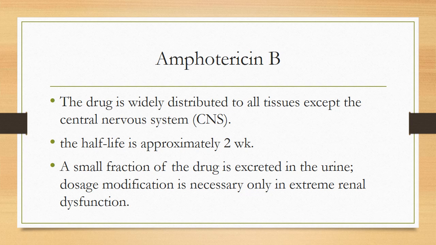The drug is widely distributed to all tissues except the central nervous system. The half-life of the drug is approximately 2 weeks. A small fraction of the drug is excreted in the urine, so dosage modification is necessary only in extreme renal dysfunction.